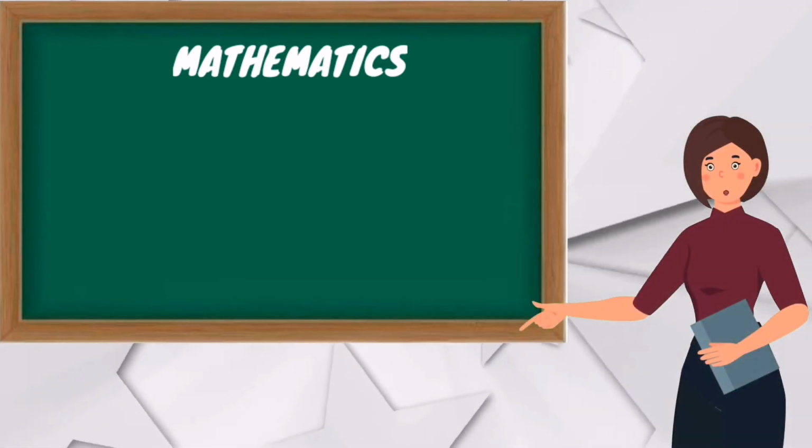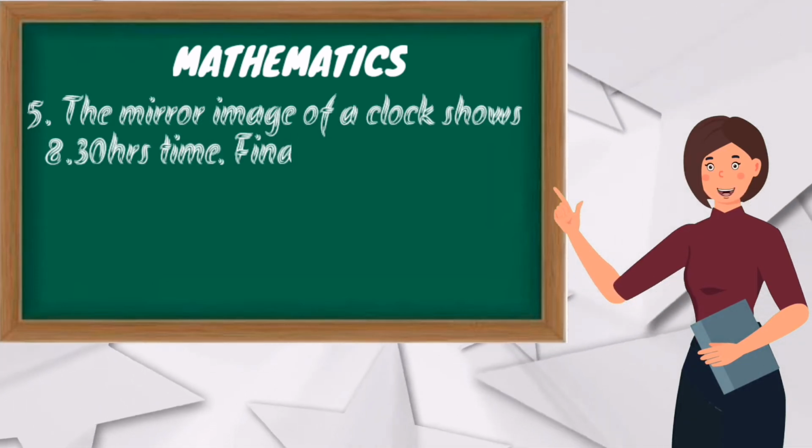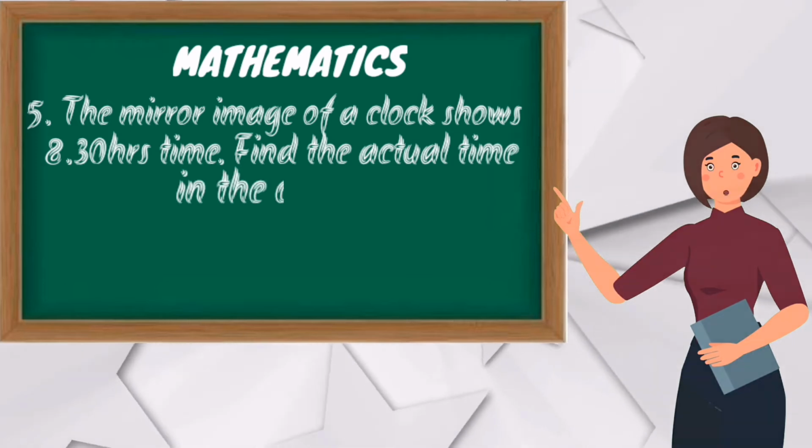Next question is, the mirror image of a clock shows 8:30 hours time. Find the actual time on the clock.